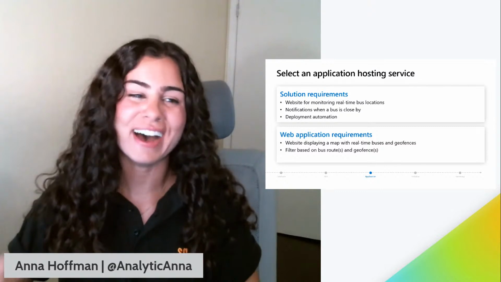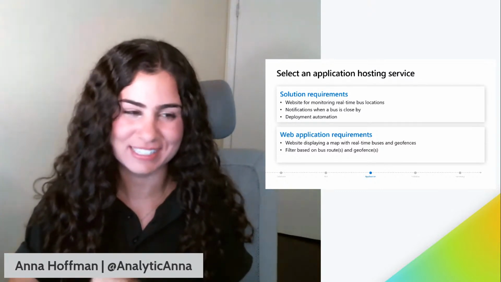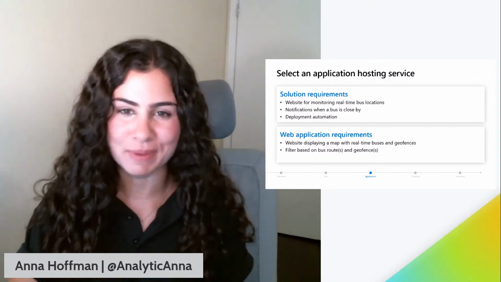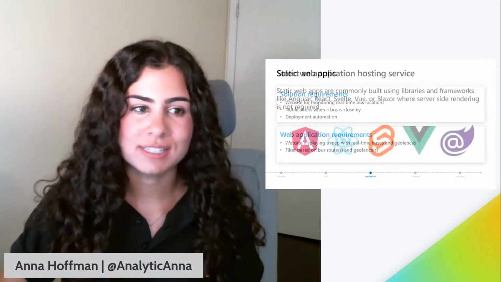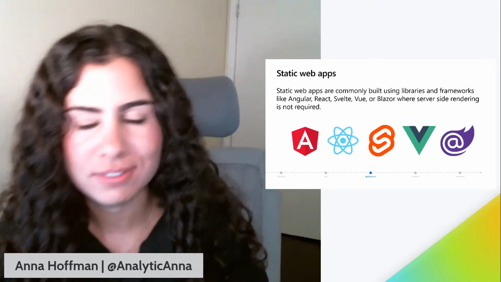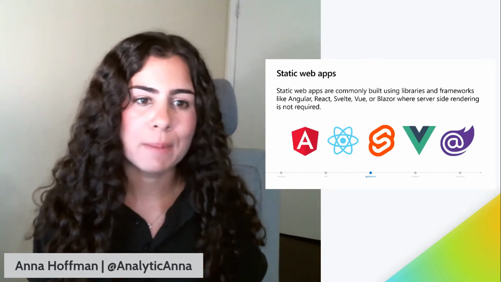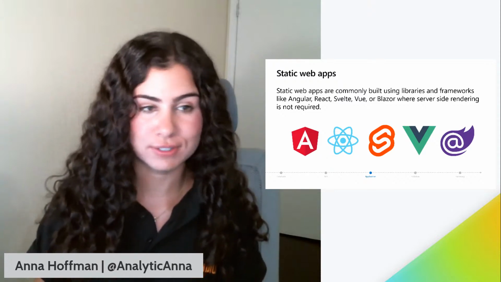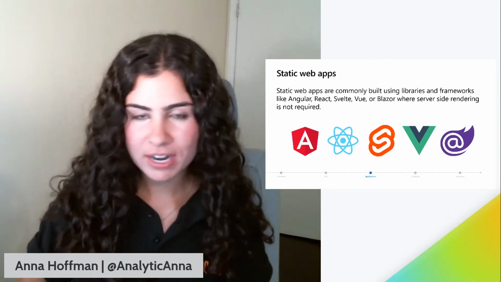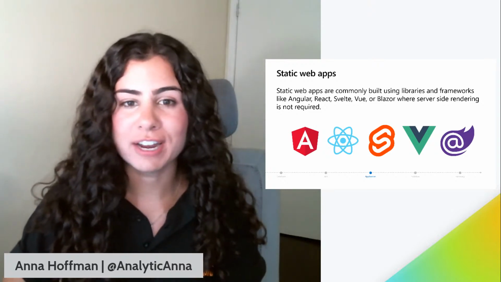All right, so we want a website displaying the map with real-time buses and geofences. We want to filter based on bus routes and geofences. For this, we decided to use a static web app, and these are popular, and some of these other frameworks are growing in popularity. The key thing about a static web app is that it doesn't require server-side rendering. To be honest, I was new to most of these frameworks; I don't do a lot of front-end development.